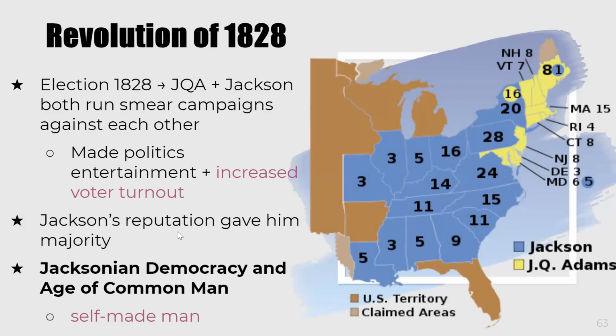So John Quincy Adams and Jackson, what's notable about this election is that they actually both run smear campaigns against each other. They both criticize each other in the press in order to tear the other down. And it kind of started this early shift in politics where it made it a form of entertainment. And you guys are probably familiar with that as well. You see political memes all the time about Trump and Biden. That's not new, but it was not common back in this time. It started with this election.